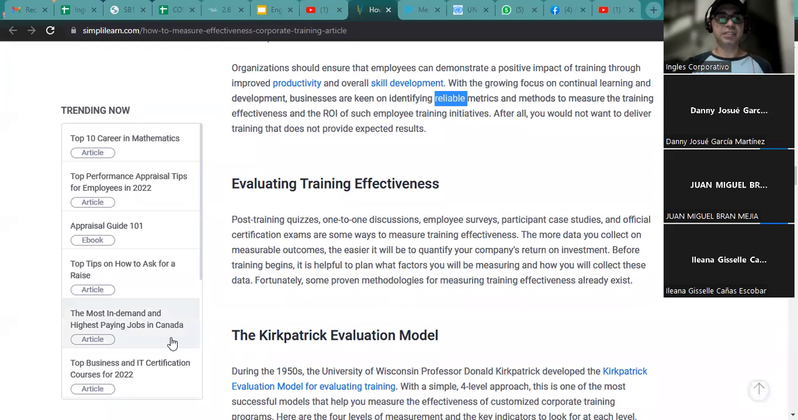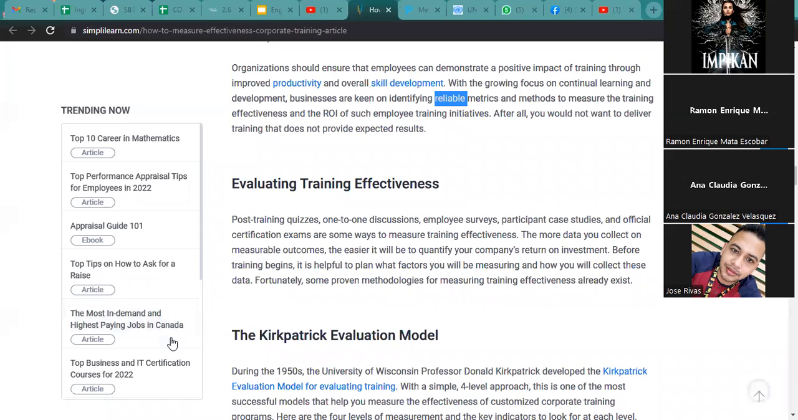Evaluating training effectiveness. This is going to be for Raymond. Hello, Ramon, are you here with us? Not possible. Okay, Jose Rivas, can you please help us with this? Yes, I'm here. So let's see. Evaluating training effectiveness, right?